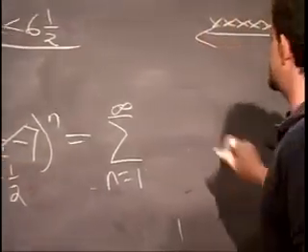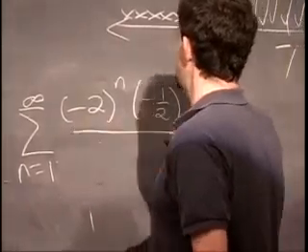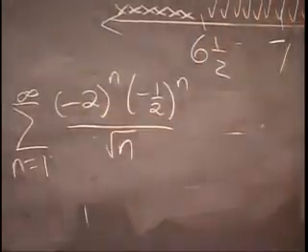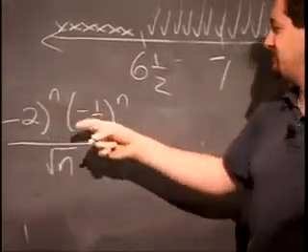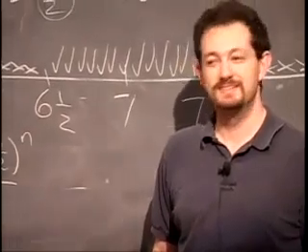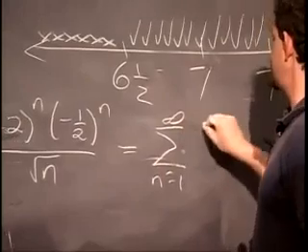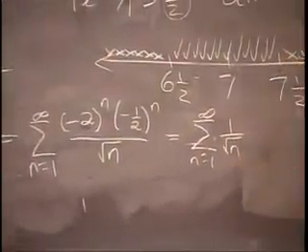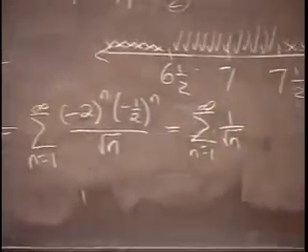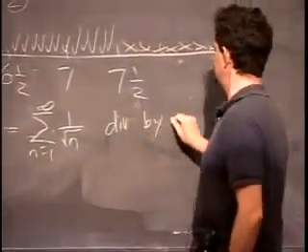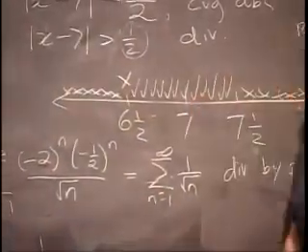So another way of writing this is minus 2 to the n times minus 1/2 to the n over root n. Well, a to the n times b to the n is just (ab) to the n. So you can multiply the minus 1/2 and the minus 2 and get 1. So this is just the sum from n equals 1 to infinity of 1 over root n. Does that converge or diverge? That's just a regular old p-series. It diverges by the p-test. So we have discovered that this endpoint diverges.